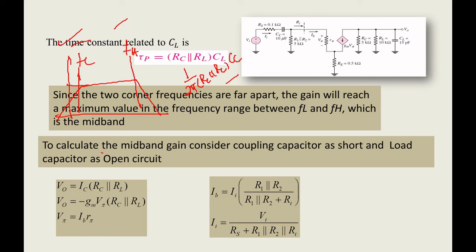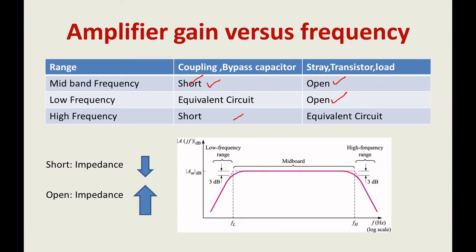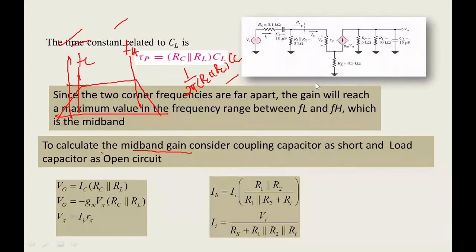So how can I find the midband gain? To calculate the midband gain, I said clearly at the starting point: the coupling capacitor will be acting as a short, and the load and transistor stray capacitances will be acting as an open. This concept you want to use now. I am going to consider your coupling capacitor as a short, and this will be acting as an open. That's all. Now you write the formula.